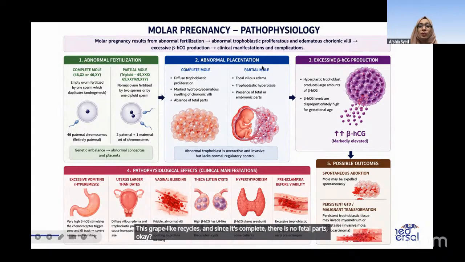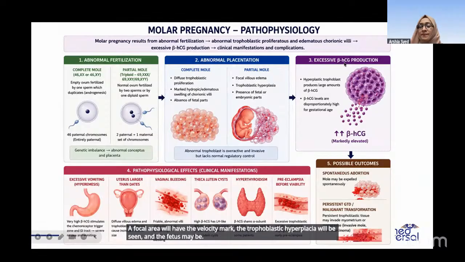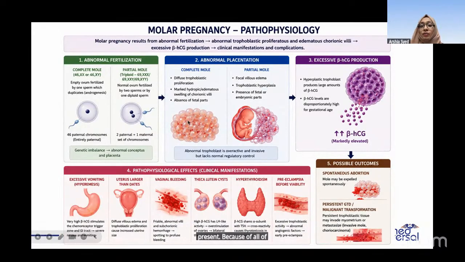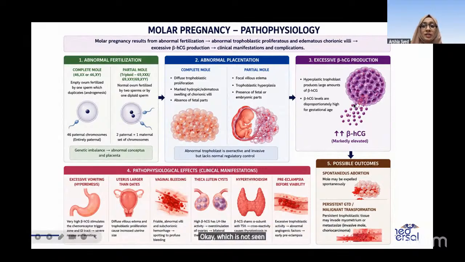In partial mole, half of it is the fetus and the rest half is the trophoblastic tissue. Here there is focal villus edema. A focal area will have the villus edema. Trophoblastic hyperplasia will be seen, and the fetus may be present. Because of a lot of chorionic villi, the beta HCG will be highly elevated. The hyperplastic trophoblast produces a large amount of beta HCG. That is why you're going to see the beta HCG in lakhs, which is not seen in earlier gestations.